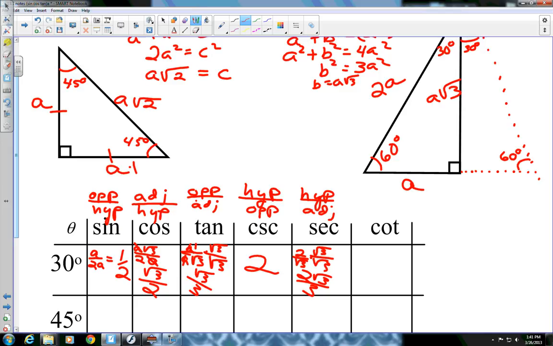And the cotangent, now I'm going to look back to where I started with the tangent. I have 1 over root 3. So when I take the reciprocal of 1 over root 3, I just get root 3 over 1, which is root 3. Okay? So no matter where you find a 30-degree angle, those values will always be the sine, cosine, tangent, secant, and cotangent.